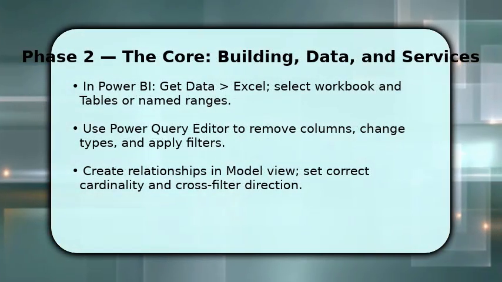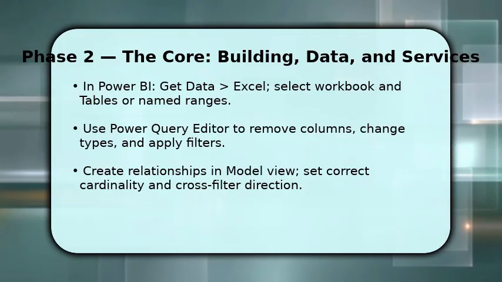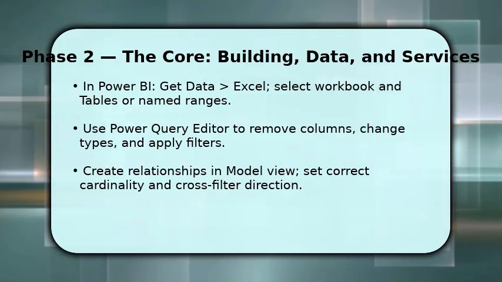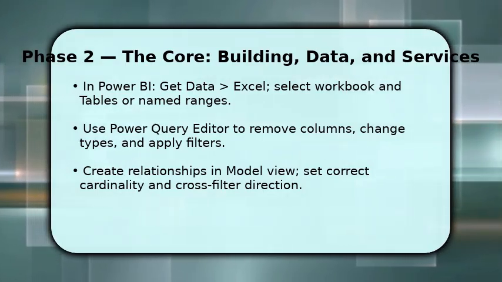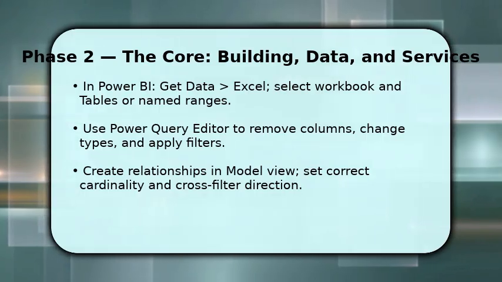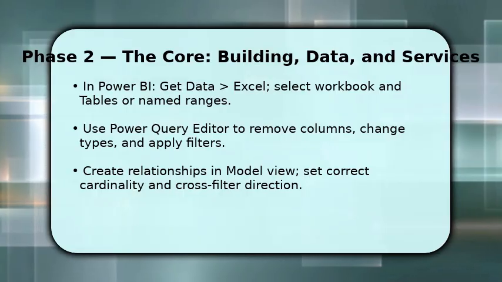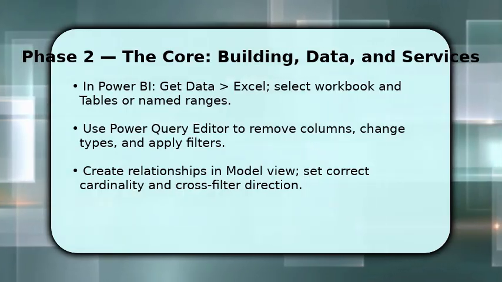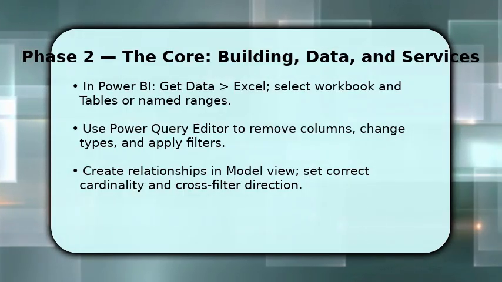You now connect and shape the data. In Power BI, choose Get Data, pick Excel, and select the table or range, then load to Power Query for transformation. In Query Editor, remove unneeded columns, change data types, and apply filters. This reduces model size and speeds refresh.